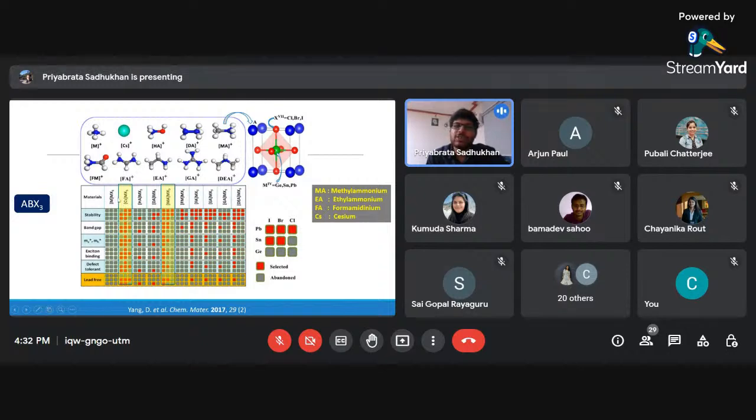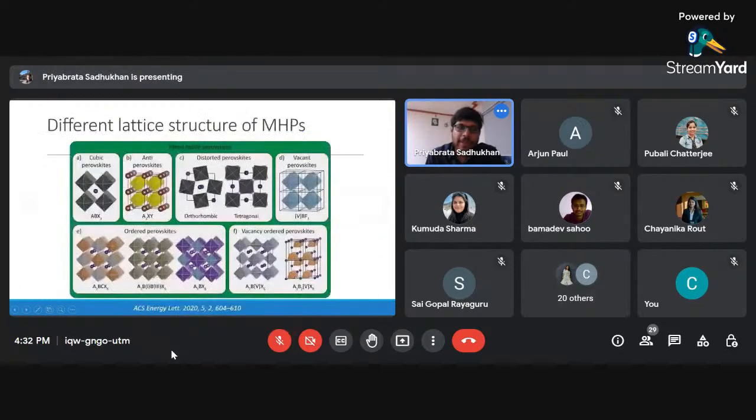However, all of them do not possess similar properties. You can just have a quick look at this graph, and you can say that the material that has more red dots is the best one. Considering that, we can say cesium and methylammonium based perovskites are the best ones. And I'm also working on these two particular materials. The methylammonium based perovskites are mostly used for solar cells, while cesium based perovskites are mostly used for LEDs.